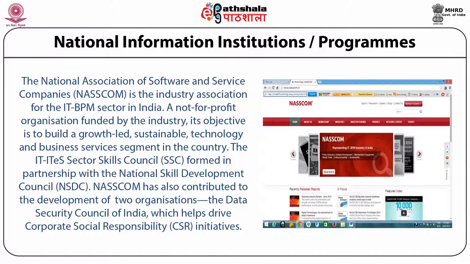The National Association of Software and Service Companies, which is abbreviated as NASSCOM, is the industry association for the IT BPM sector in India. A not-for-profit organization funded by the industry, its objective is to build a growth-led sustainable technology and business services segment in the country. The IT and IT-enabled sector skills council, or SSC, was formed in partnership with the National Skill Development Council, or NSDC. NASSCOM has also contributed to the development of two organizations, including the Data Security Council of India, which helps drive corporate social responsibility initiatives in the country.